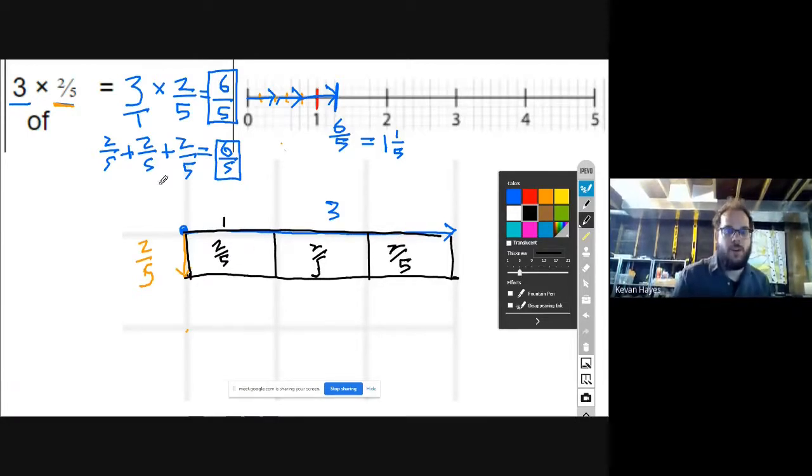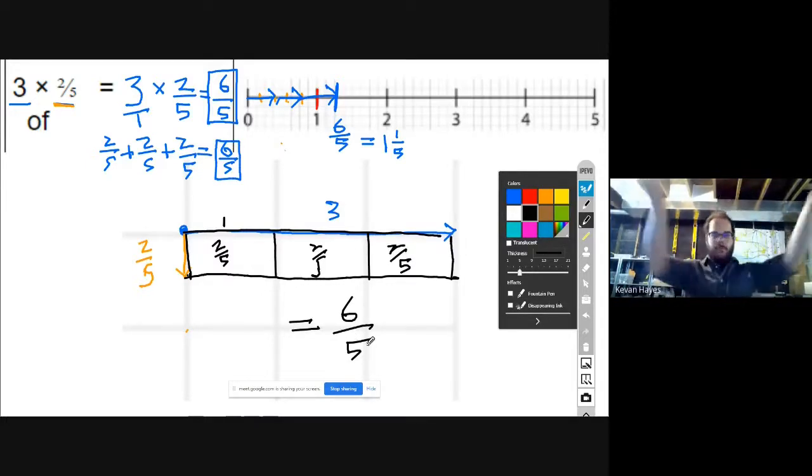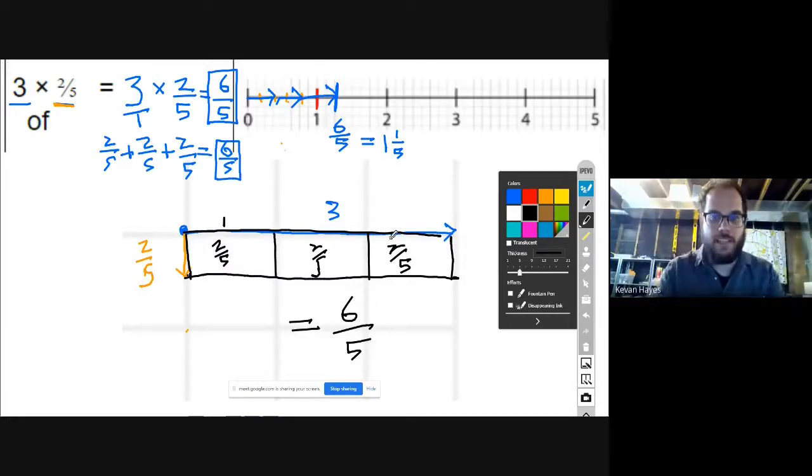And so really, you can see it's the exact same situation as this situation here. 3 groups of 2/5, add them all up. How many do you have? You got 6. And so our product is 6/5. There you go. Hopefully that was a little more fast and efficient and less explainy than the previous one. Again, you can see those 3 different representations.